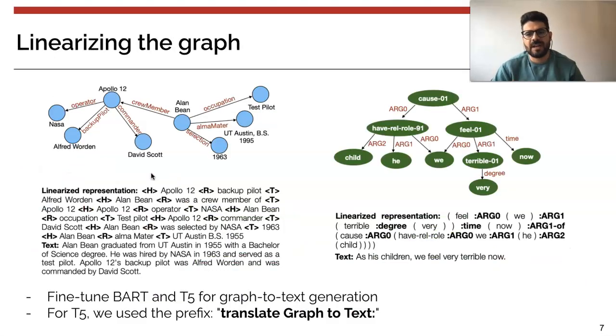One important step when you are working with graph-to-text generation is how to feed the graph into those models. Usually one way to do that is linearizing the graph. You can use some algorithm to linearize the graph, for example using a DFS algorithm, or extracting triples in this graph. Here we have an example of a linearization of this graph, and here you have another example of linearization. Finally, we fine-tune BART and T5, and for T5 we add a prefix, translate graph to text.